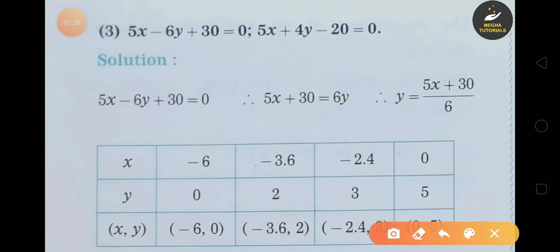Okay. Now let us assume some other value for x. So let us assume x is equal to 6. Okay. I am assuming x is equal to 6. Okay.